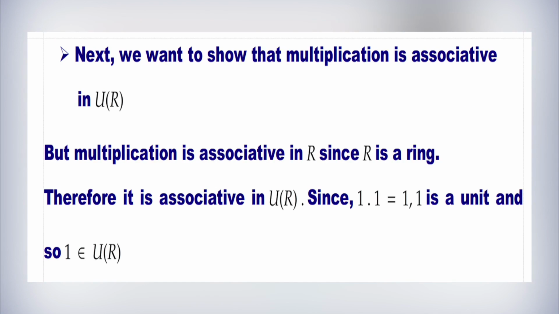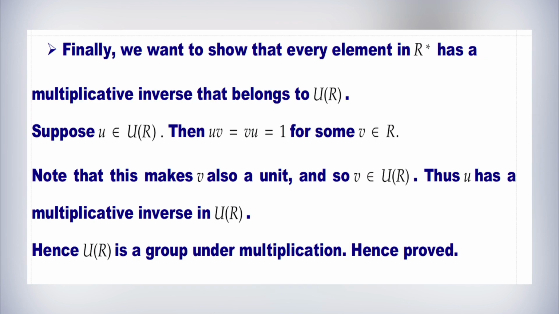Next, we want to show that multiplication is associative in U(R). But multiplication is associative in R since R is a ring. Therefore, it is associative in U(R). Since 1 · 1 = 1, 1 is a unit and so 1 belongs to U(R). Finally, we want to show that every element in U(R) has a multiplicative inverse that belongs to U(R). Suppose u belongs to U(R), then uv = vu = 1 for some v in R.